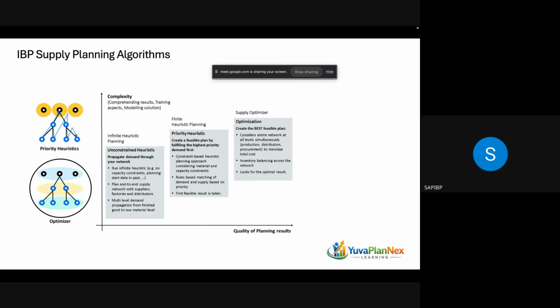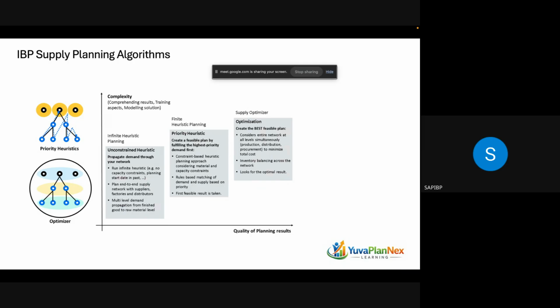Then we have a heuristic finite. This will respect all the constraints which you have. Along with that, it will support the prioritized supply plan. And if you want to go with the cost-based supply plan, then we have an optimizer. So whatever algorithm you choose, the ultimate aim is that it will read your demand and help you understand your supply plan. That means where to produce, how much to produce, how to distribute, all those things you will get an idea of via IBP for supply.